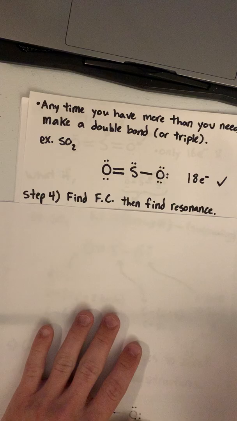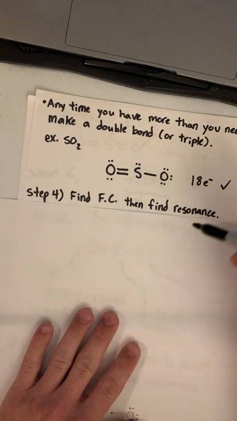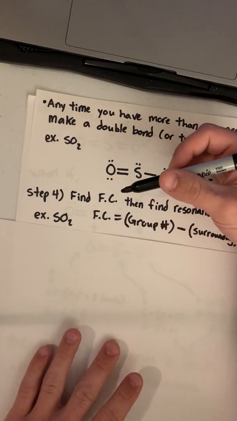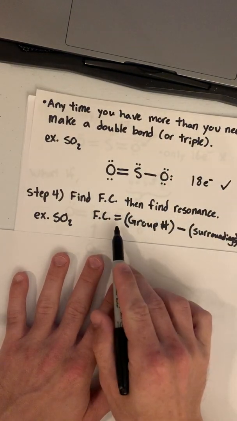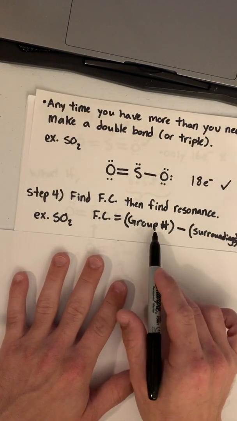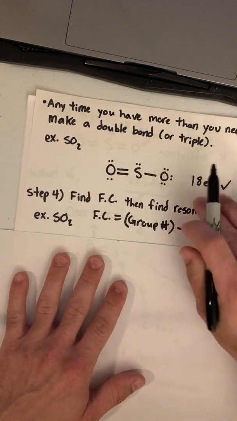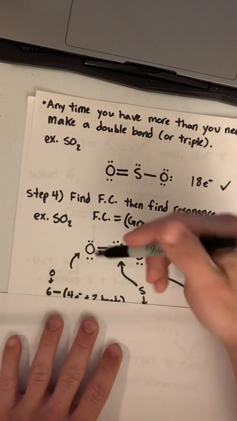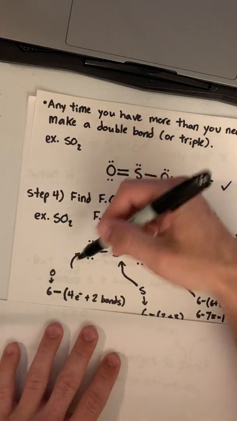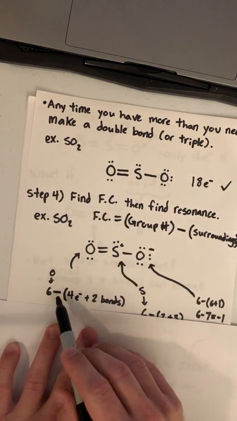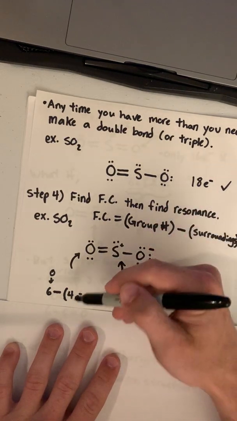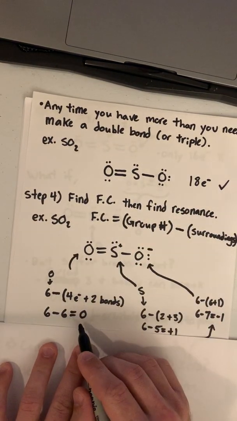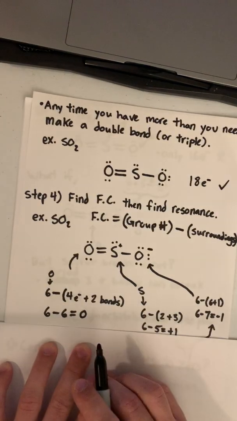All right, now let's go through and find the formal charge and then find some resonance. Formal charge will help us find resonance. All right, so to find the formal charge, you're going to take the group number of that atom and subtract it from what's surrounding it. So if we took this oxygen over here, for example, we know oxygen's in group 6, subtracted from 4 electrons that surrounded, plus 2 bonds, so that's 6 minus 6. So this oxygen has a formal charge of 0.